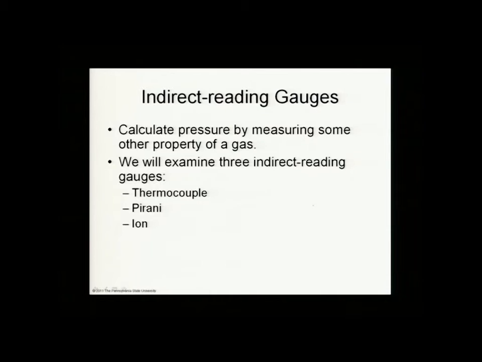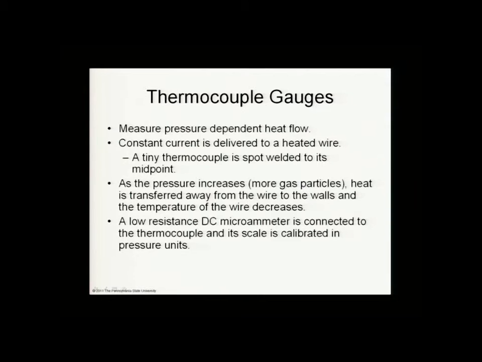So indirect reading gauges are a different type of instrument. They don't directly measure the pressure as the capacitance manometer does, but they indirectly measure it by measuring some other property of a gas. And we'll take a look at that. There are three common types of indirect reading gauges: the thermocouple, the Pirani, and the ion. So let's start with the thermocouple gauge.